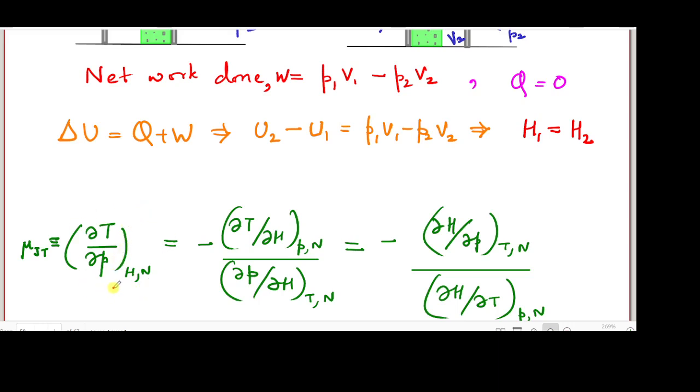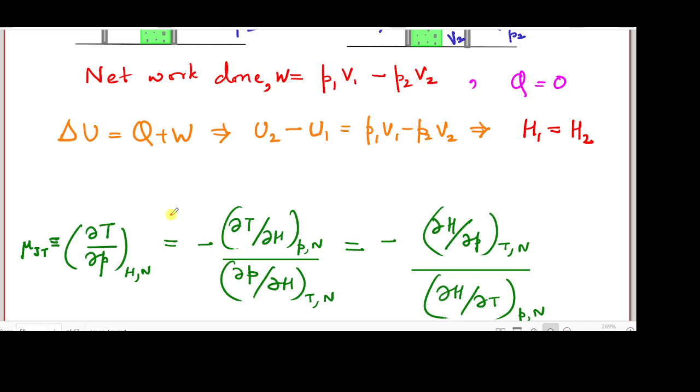If this is negative, then an increase in pressure will cause a decrease in temperature. But during throttling, it's really a decrease in pressure. P1 is typically more than P2. So you need mu JT to be positive in order to get a cooling by the Joule-Thomson process. Now, this is our first example of a partial derivative that we are going to reduce using our procedure.